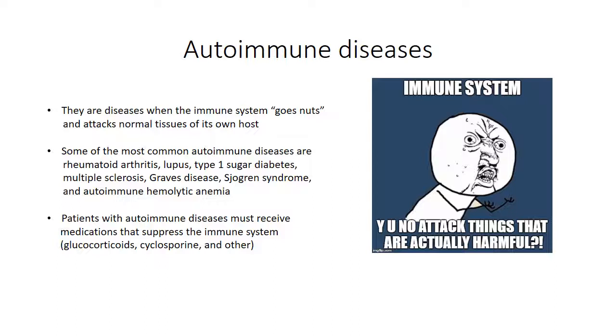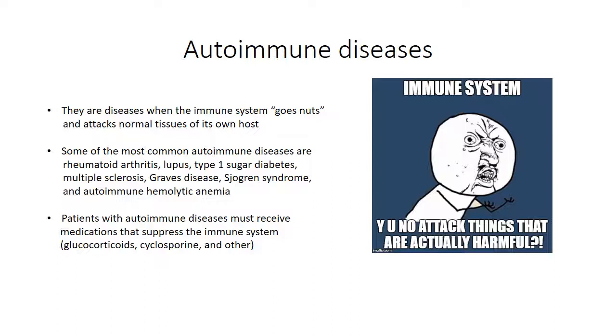Then lupus, full name systemic lupus erythematosus. You heard about this disease, I'm sure. One of its features is that it is predominantly female. The ratio of females to males ill with lupus is 10 to 1. Males can get ill with lupus, but rarely. And for women, it's more prevalent, more frequent.